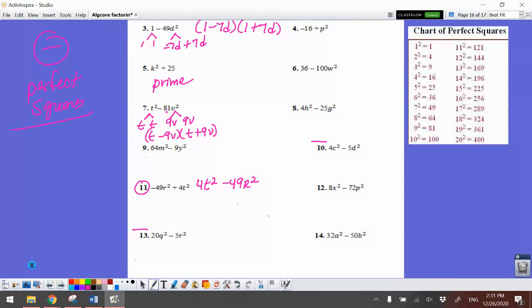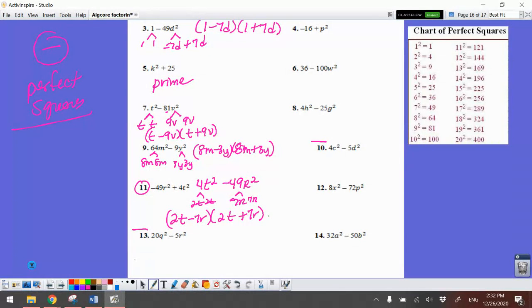All right, so 64, we have 8m and 8m, 3y and 3y. So we have 8m minus 3y, 8m plus 3y. And this one, we got 2 t's and 7 r's. So 2t minus 7r and 2t plus 7r.